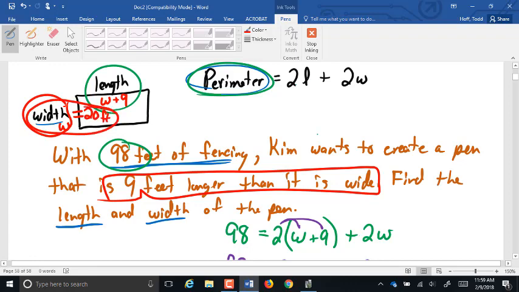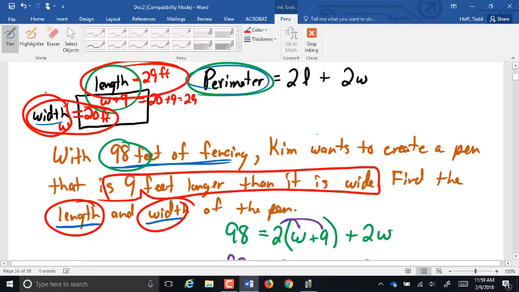But remember, we have to make sure we've answered the question. The question said find the width and the length. So we need to find the length as well. W plus 9 will be 20 plus 9, which is 29. So the length is 29 feet. So we have to be careful to make sure we answer the full question.